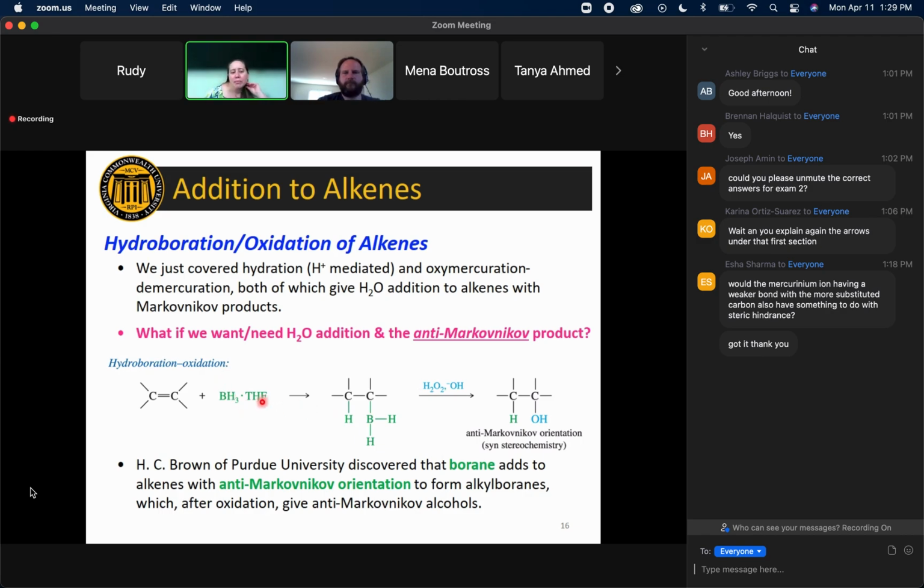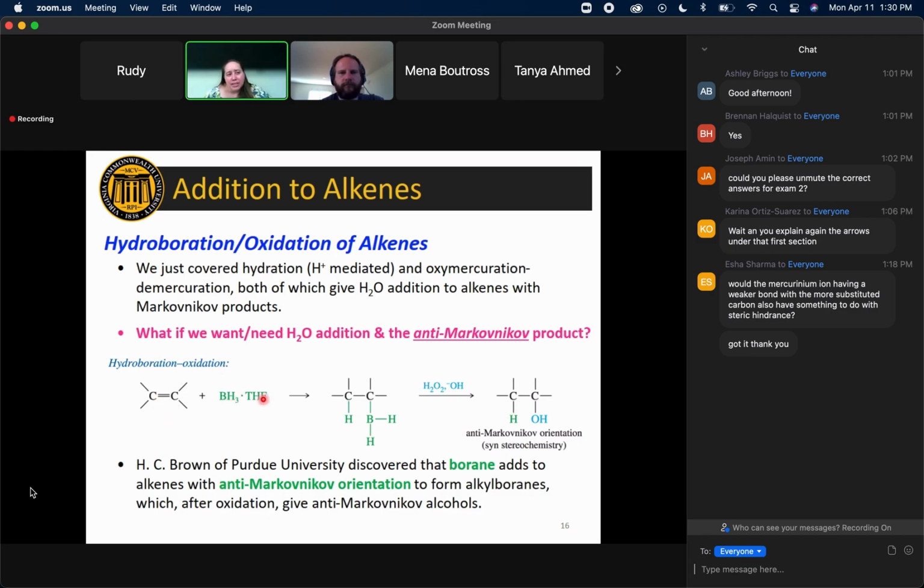Before I get to that, I just want to take a moment to point out BH3 is a pretty reactive compound, so it's often found complexed with THF. I know you guys don't know what THF is. This stands for tetrahydrofuran. You don't have to worry about that. But anytime you see BH3 THF or just BH3 by itself, you can assume those are the same things, and they're going to act as if it's BH3. On paper, we can use this as if it's BH3. In real life, we have to do some things to help stabilize our BH3, but on paper, we can just write BH3.